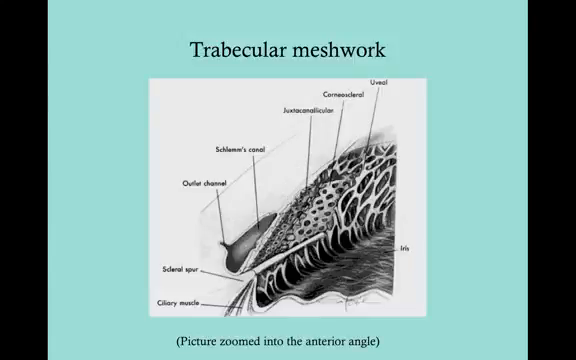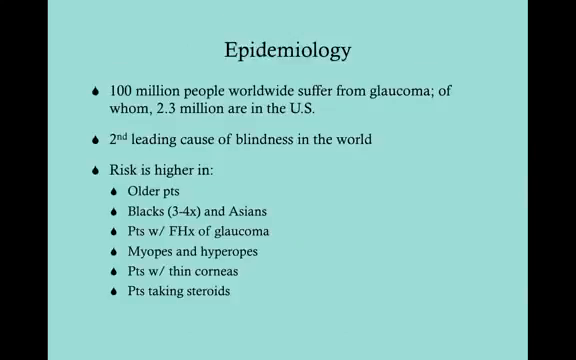All right. So the epidemiology is pretty vast. 100 million people worldwide suffer from glaucoma, of whom 2.3 million are in the U.S. We have a slightly smaller share proportionally to the rest of the world, mostly because of our demographics, because Asians are at higher risk for glaucoma. So the bulk of the glaucoma patients are in Asia. This is the second leading cause of blindness in the world.